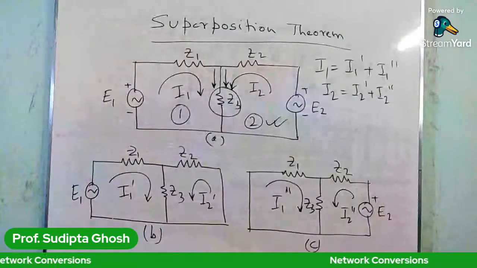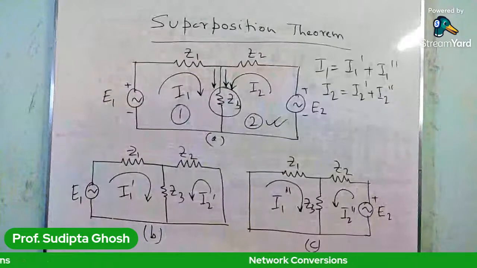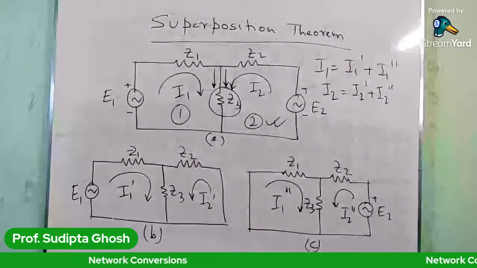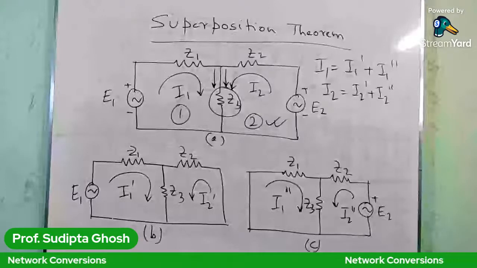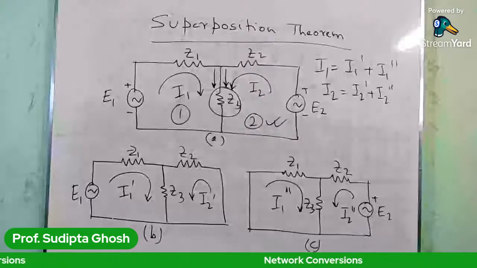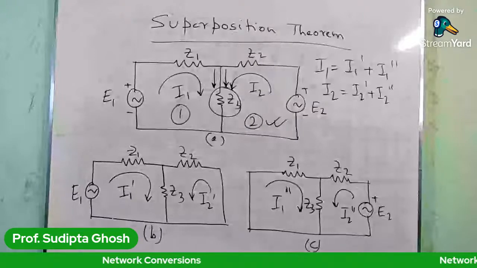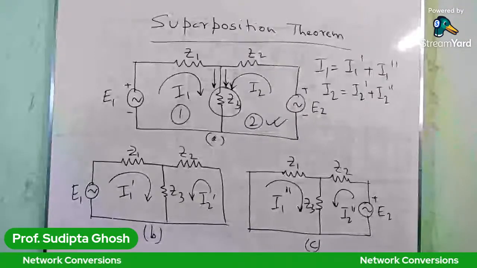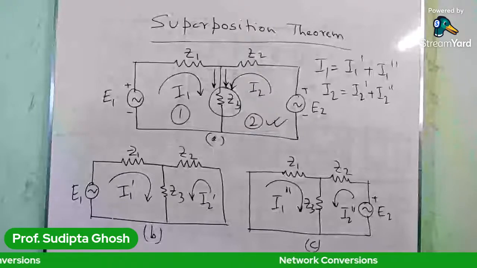Now, the solution of the circuits B and C. If we go on to simplify or reduce figure B and figure C, we get the values of I1 prime, I1 double prime, I2 prime, and I2 double prime.